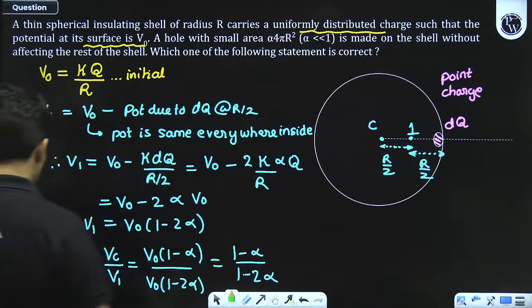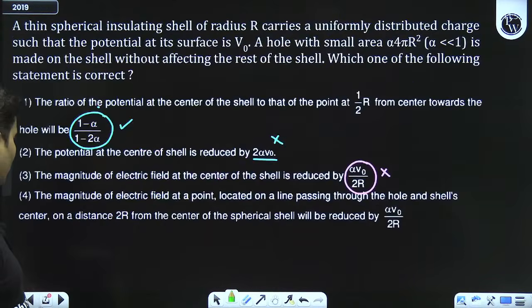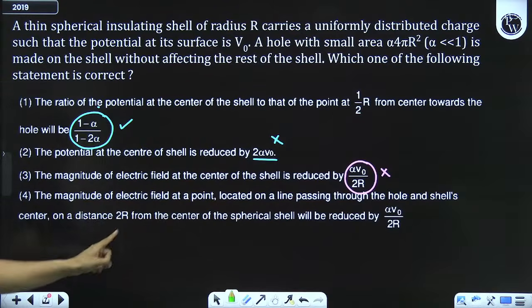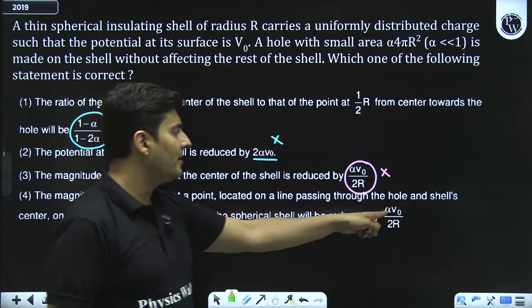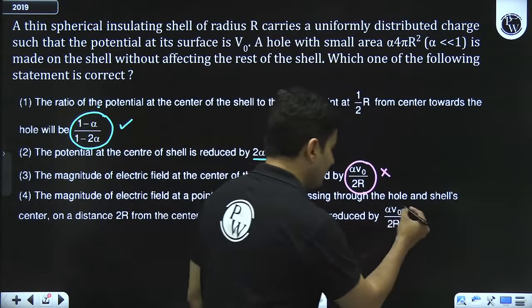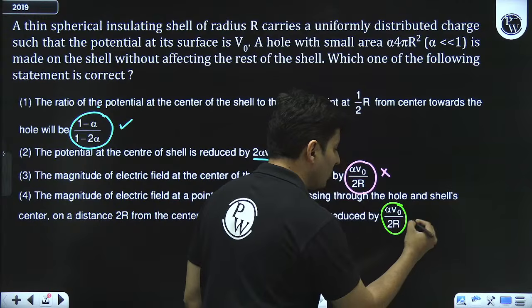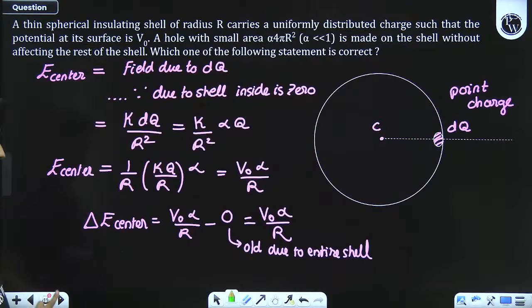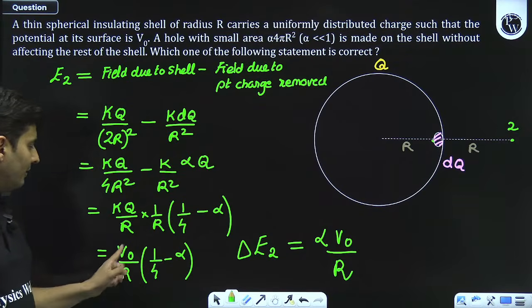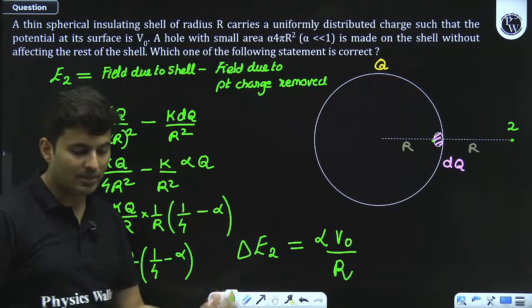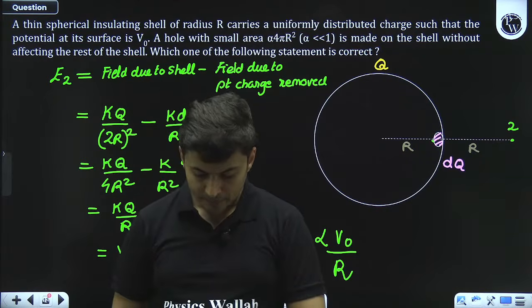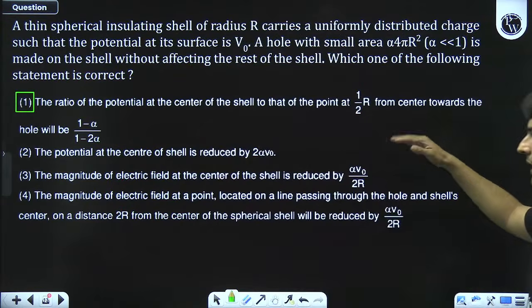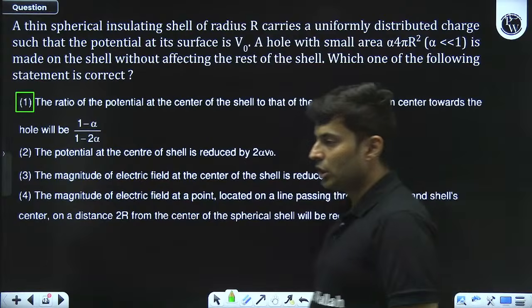Let's check the options now. The field at a point located at a distance of 2r will be reduced by alpha v naught by 2r. No, guys. It is just alpha v naught by r. No, number 2 should not be there. So both these options get eliminated. So it has been reduced by alpha v naught by r. Yes, only the first option is correct. 2, 3, 4 are wrong.